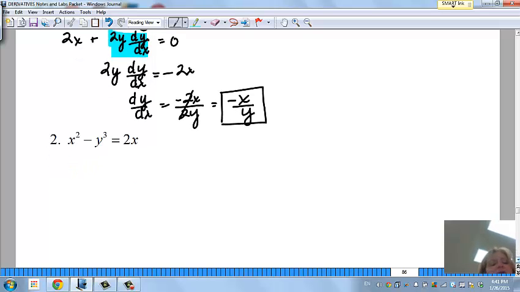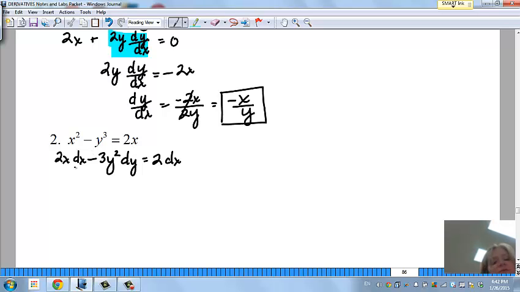Okay, so let's try another one here. Remember, whatever you take the derivative with respect to, you put d of whatever that is. So I got 2x dx, minus 3y squared dy equals 2 dx. So I took the derivative with respect to x, the derivative with respect to y, and the derivative with respect to x.